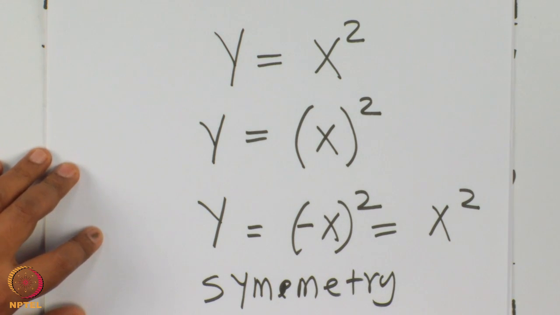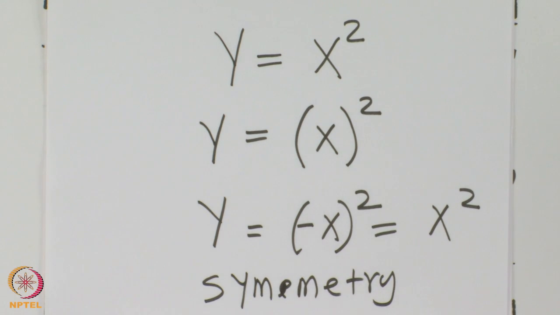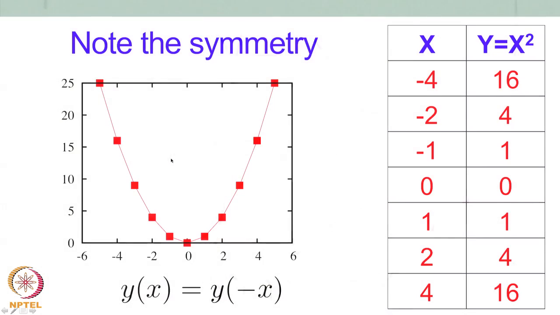And here, because of the symmetry in the curve that we have in this computer, this will look symmetric on either side. So it looks nicely symmetric. Whether you take plus 2 or minus 2, it is the same value. Plus 4 or minus 4 is exactly the same value. So there is a symmetry around 0. So the symmetry is y of x is equal to y of minus x.